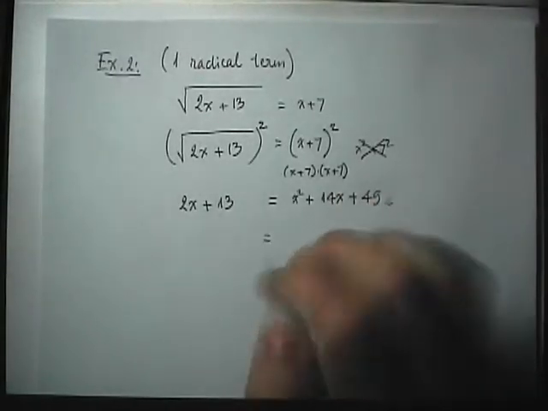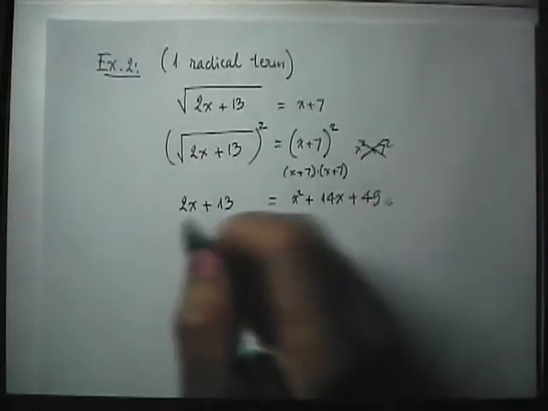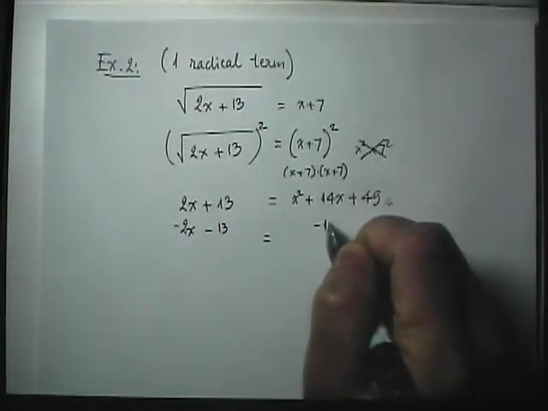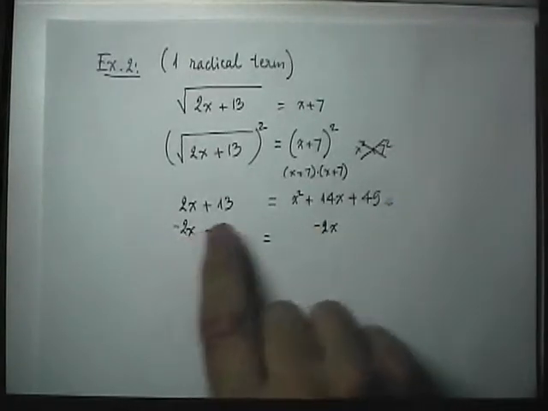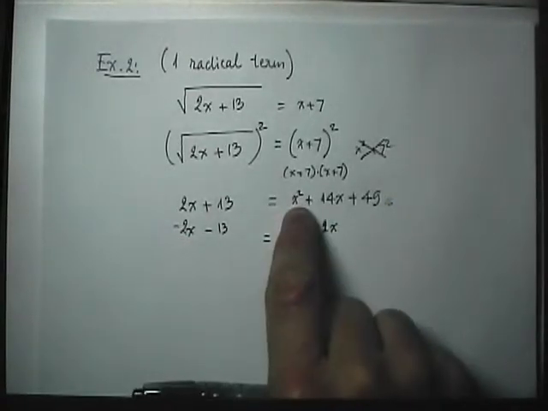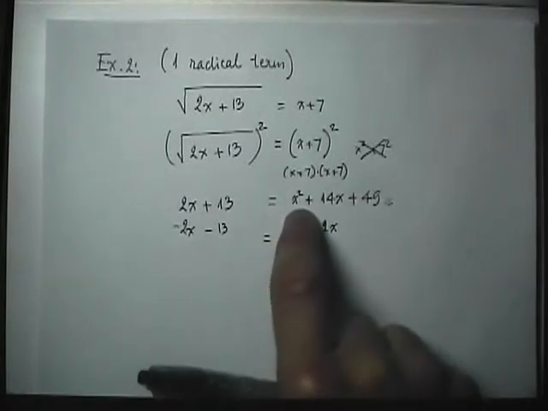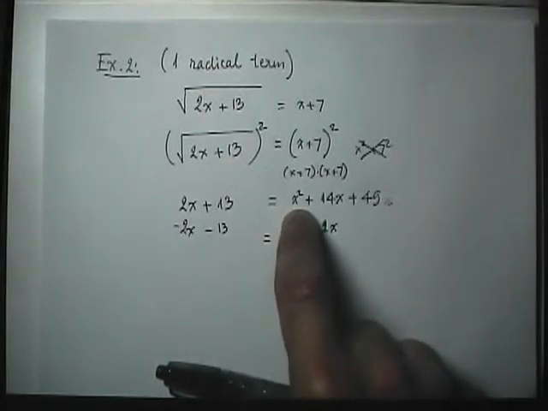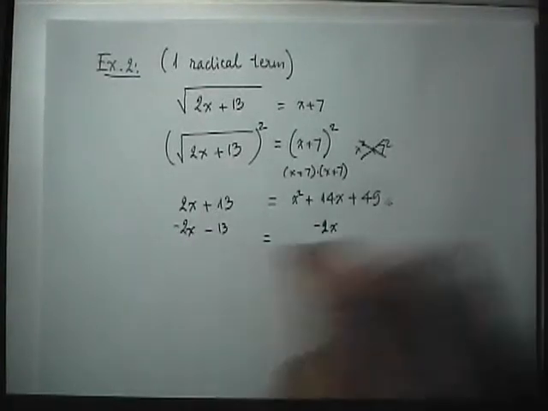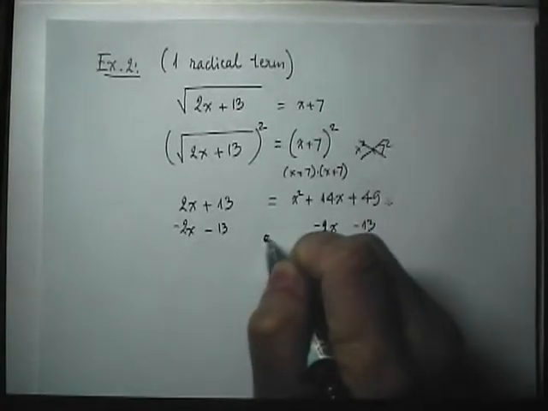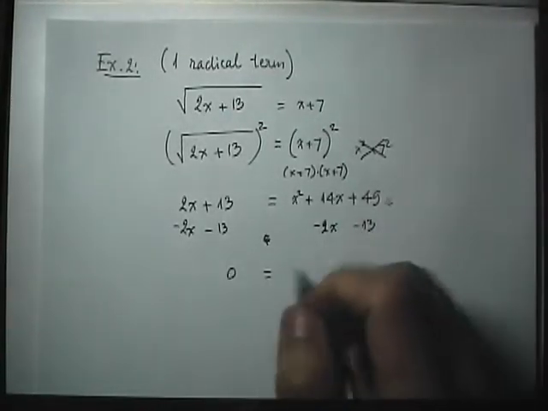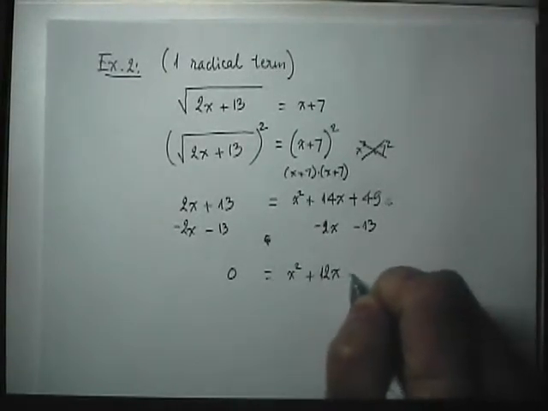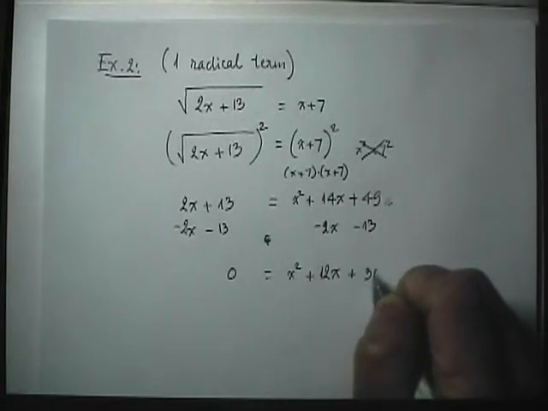So now you need to clean up all the terms, rearrange the terms. I'm going to subtract 2x from both sides and subtract 13 from both sides. And once again, I mentioned earlier that I want to rearrange the terms in a way that I keep my x squared term positive. Here, the x squared appearing on the right hand side is already positive itself, so I need to subtract 2x and 13. Minus 13. Here I have the 0 on the left hand side. I have x squared plus 12x plus 36.